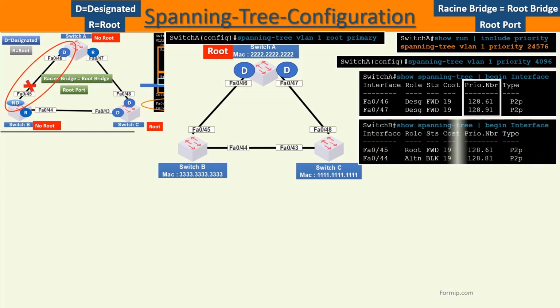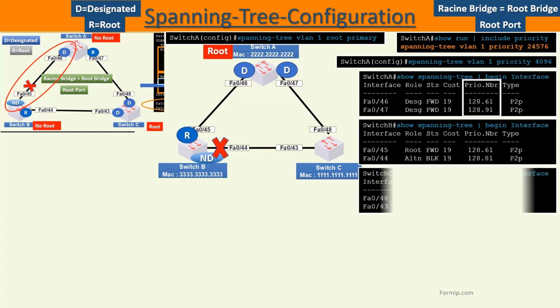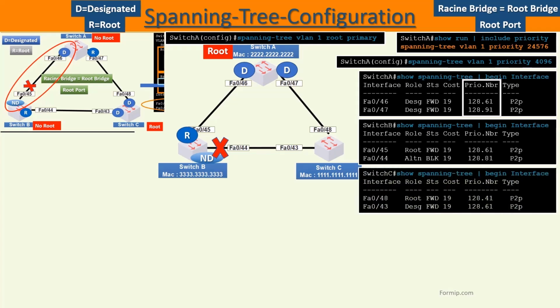If we look now at switch B, the port FastEthernet 45 leads to the root bridge. It will therefore be marked as root port, and port 44 is seen as not designated and ends up in a blocked state. All we have to do is look at switch C. Port 48 is marked root port, and 43 is a designated port. All the states of this topology are now clear. Let's play around with the spanning tree.